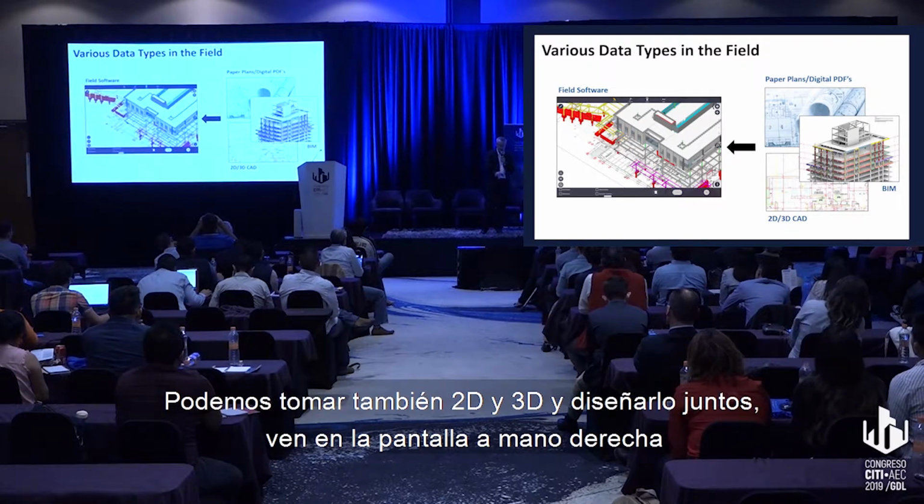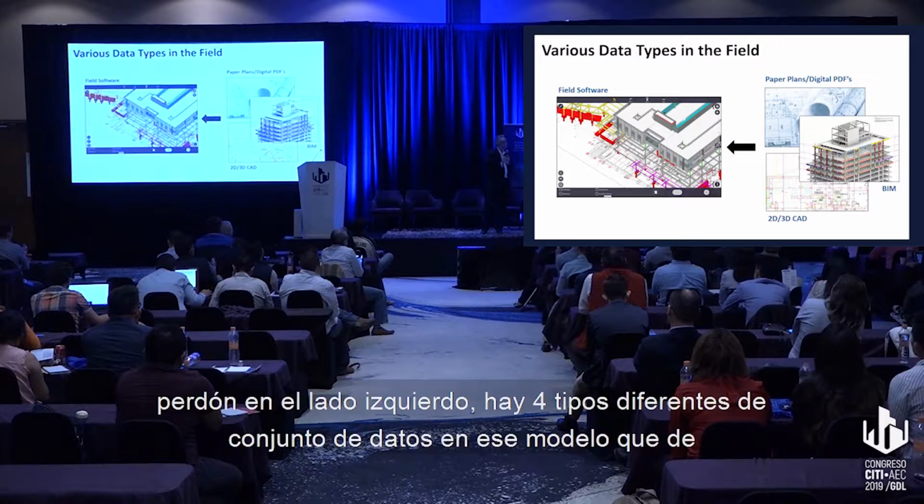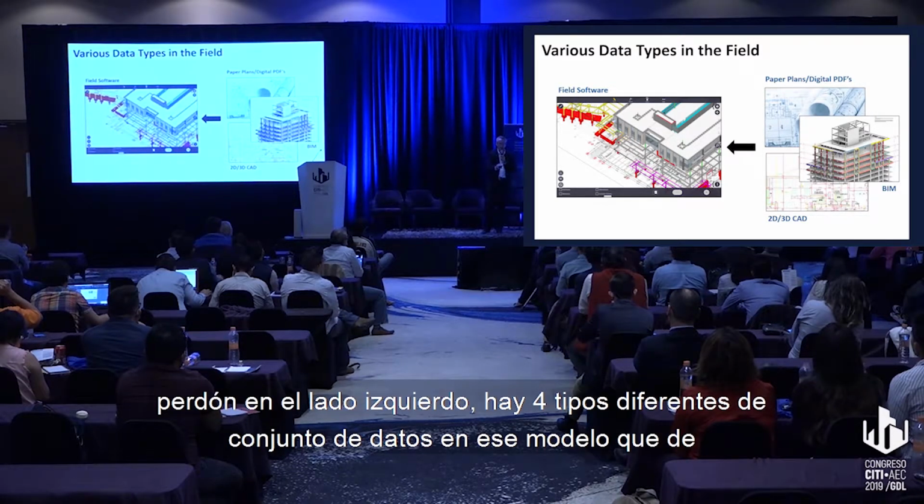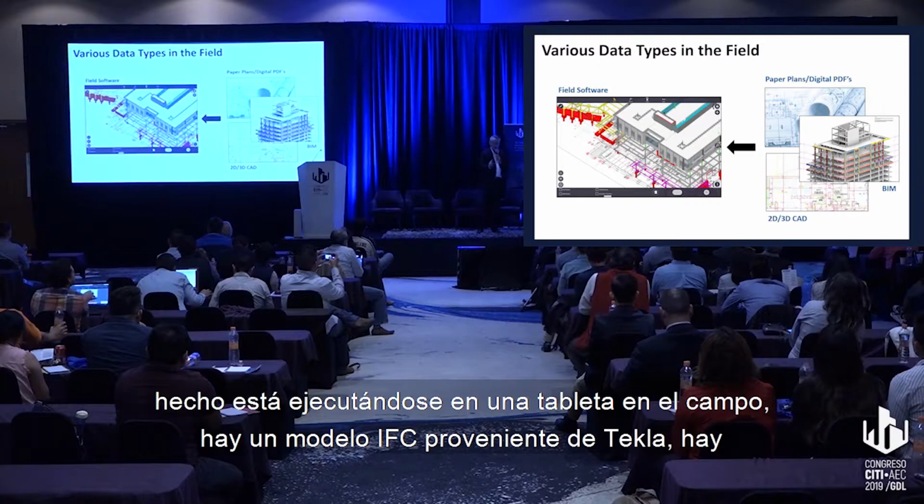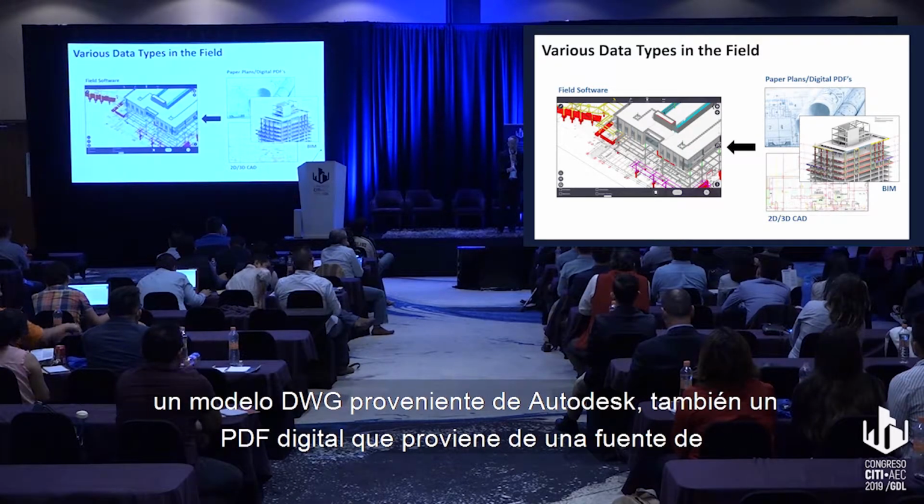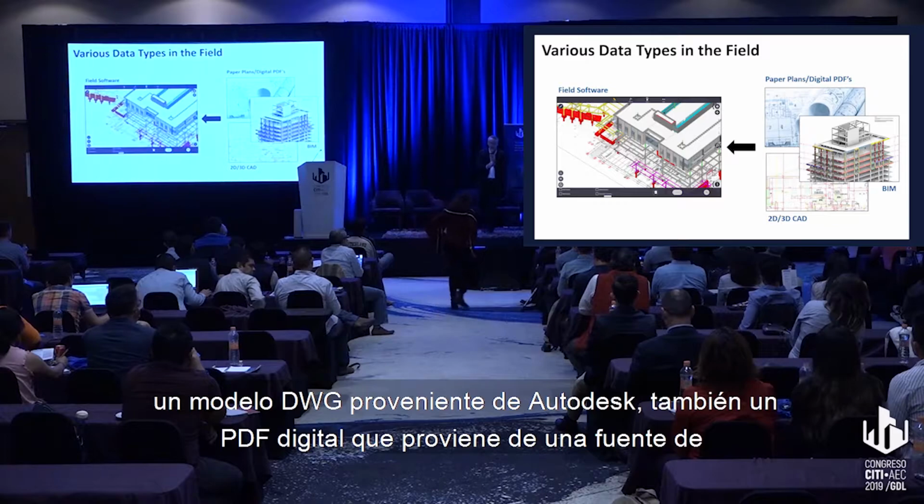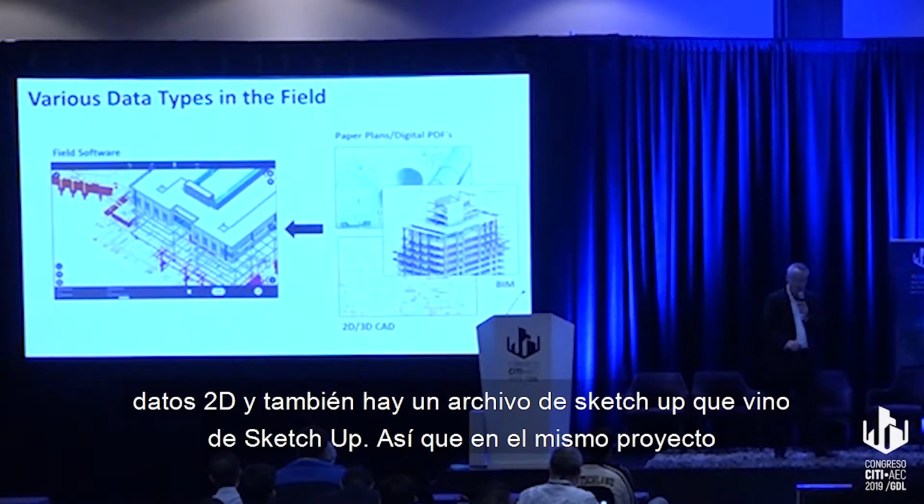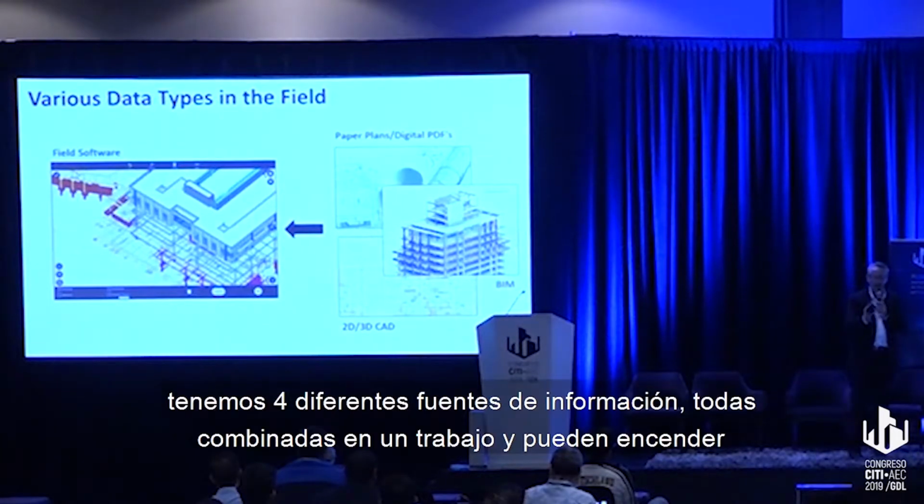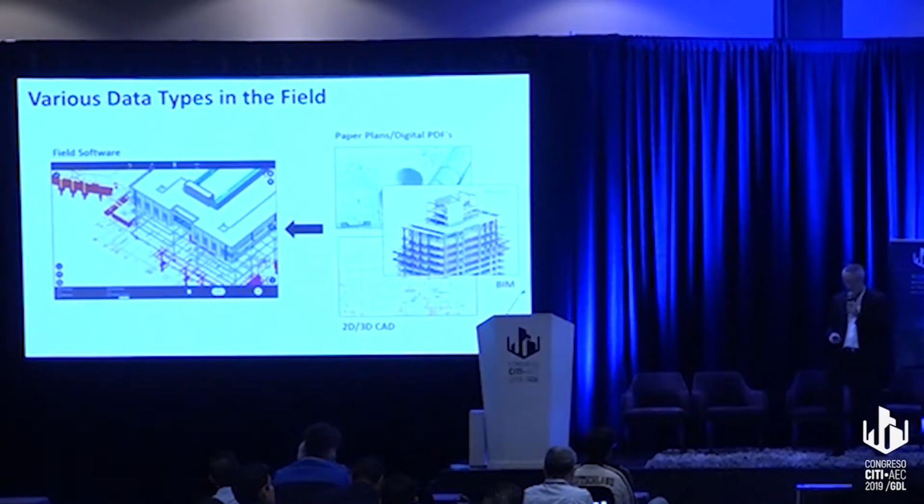We can also take 2D and 3D and layer that together. You see on the screen there, on the left-hand side, sorry, there are 4 different types of data sets in that model, which is actually running on a tablet in the field. There's an IFC model coming from Tekla. There's a DWG model coming from Autodesk. There's also a digital PDF, which came from a 2D data source. And there's also a SKP, which is a SketchUp file coming from SketchUp as well. So in the same project, we have 4 different data sources all combined into one job. And you can turn each layer off and on to visualize things differently.